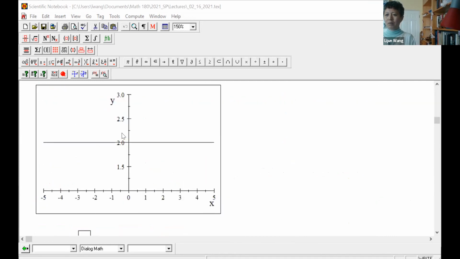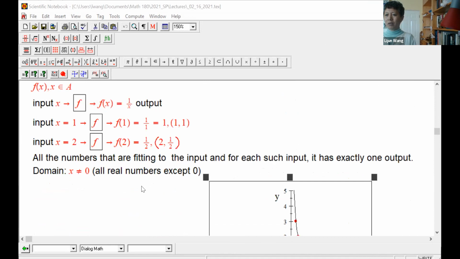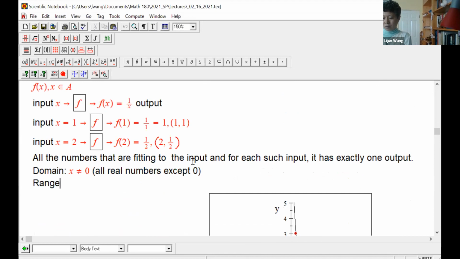So we talk about domain. Where is the domain? And the range. I'm going to give you different ways of expressing range. In your olden days, you probably would say y is not 0. All real numbers except 0. That's how you can say it. That's the old way of saying it. Now I want you to adopt a new way to say it.